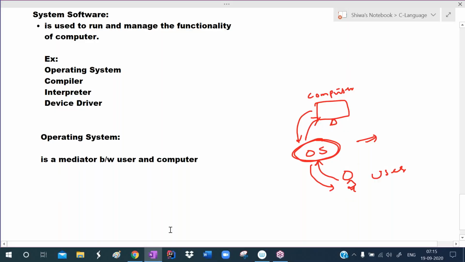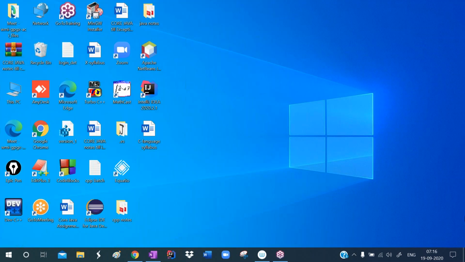See here. If the operating system is not there, it will not perform the booting process. The system will not display the first screen to you. This first screen you are calling the desktop. On the desktop, these are icons: Recycle Bin, This PC, Google Chrome. If the operating system is not there, it will not perform any booting process and will not display this desktop to us. Who is providing this desktop? Operating system.